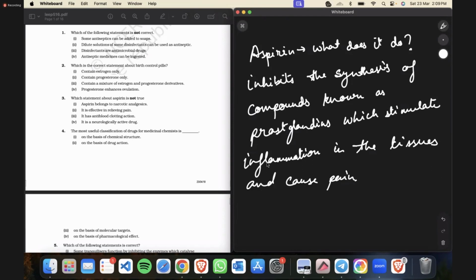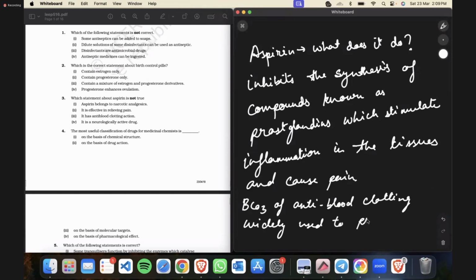Aspirin has many other effects. It acts as an antipyretic, reducing fever, and prevents blood platelet coagulation. Because of this anti-blood clotting action, it is widely used to prevent what? Heart attack.